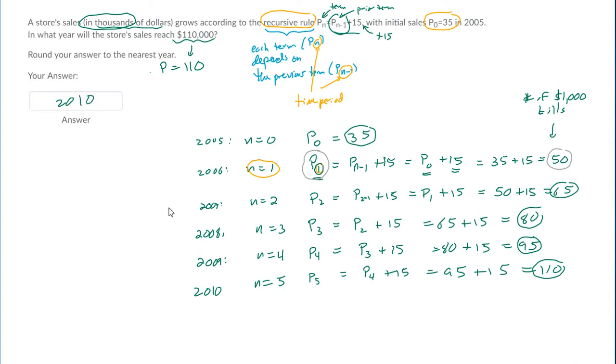So again, why is this not in the sequences section? Why is this in the linear modeling, linear growth section? Because what's happening is we're increasing by the same amount all the time.